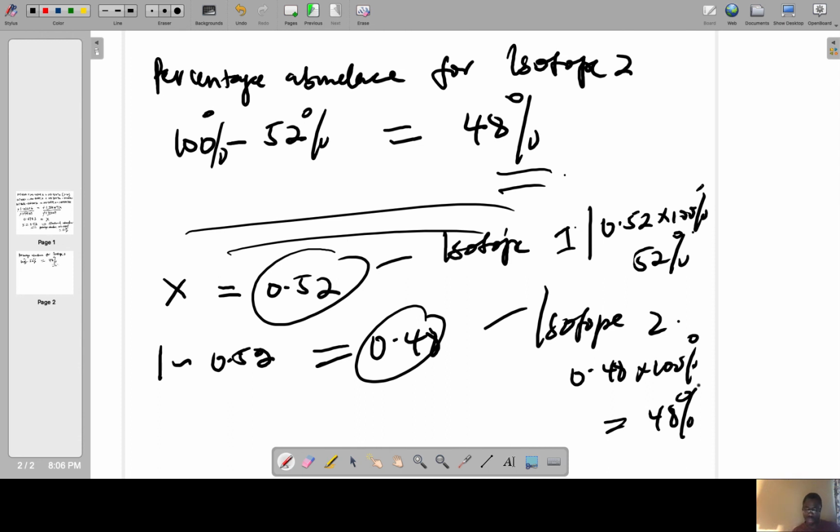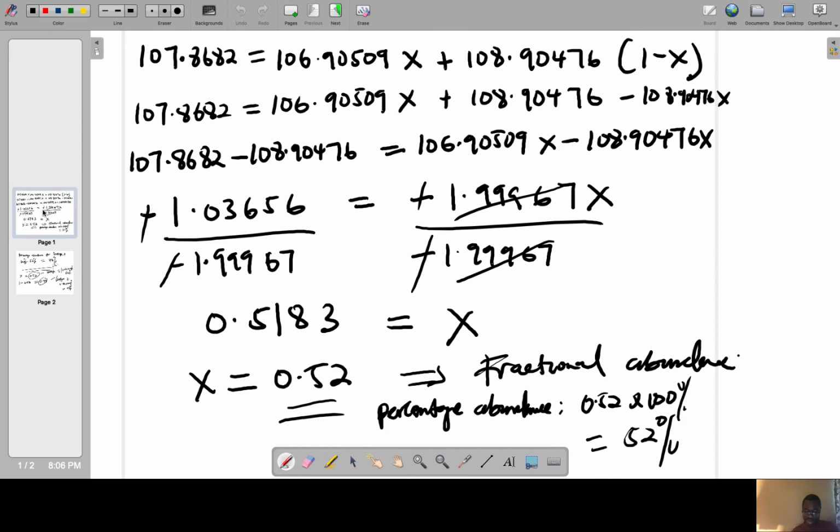So that is how to solve for percentage abundance. Let's go back to the setup. You set it up like this, and then you apply algebra to solve for x. You expand, because here it's in parentheses 1 minus x, so you expand the parentheses by multiplying through with 108.90476. Okay. So that is that.